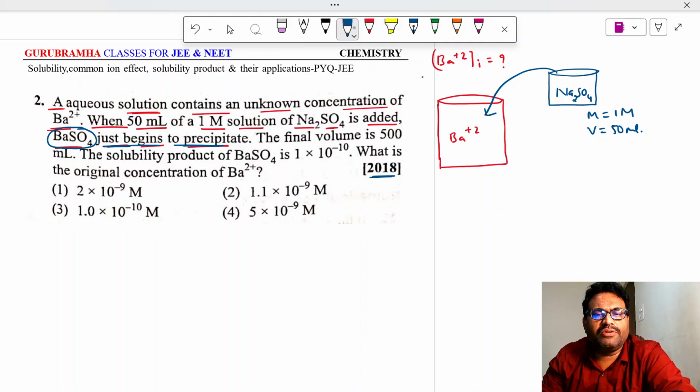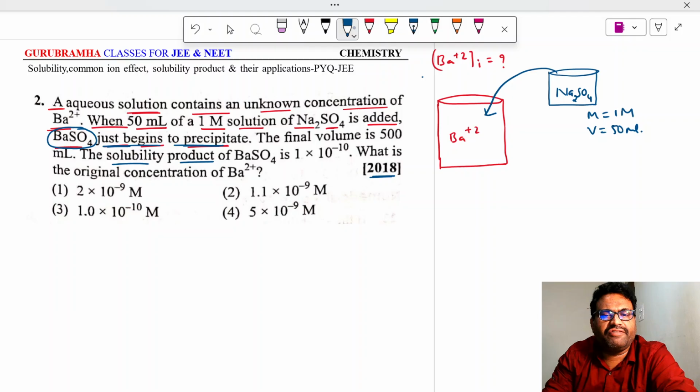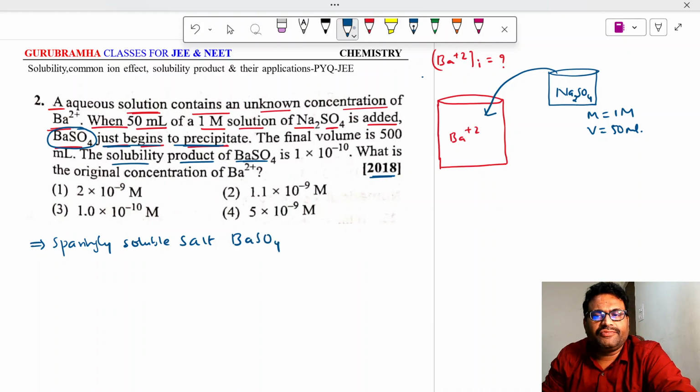So here the sparingly soluble salt is BaSO4, and the solubility product is also given for BaSO4. BaSO4 begins to precipitate. So what is that condition? KSP is equal to QSP. When KSP is equal to QSP, then the sparingly soluble salt begins to precipitate.